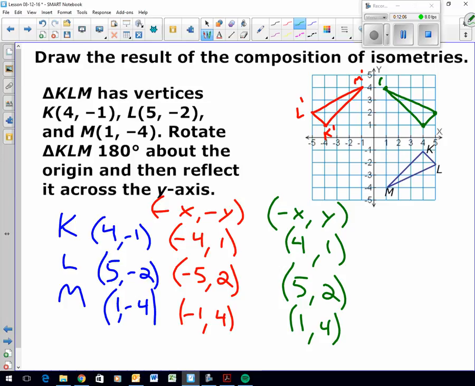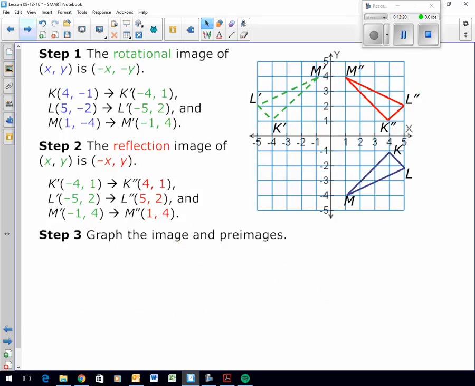Here we have M double prime, L double prime, A double prime. Take it in order, step by step. Here are the steps: rotate, reflect, and graph. Or translate, rotate, whatever it tells you to do. I'm going to give you 2 different ones today to work with. You got me? Okay, let's practice.